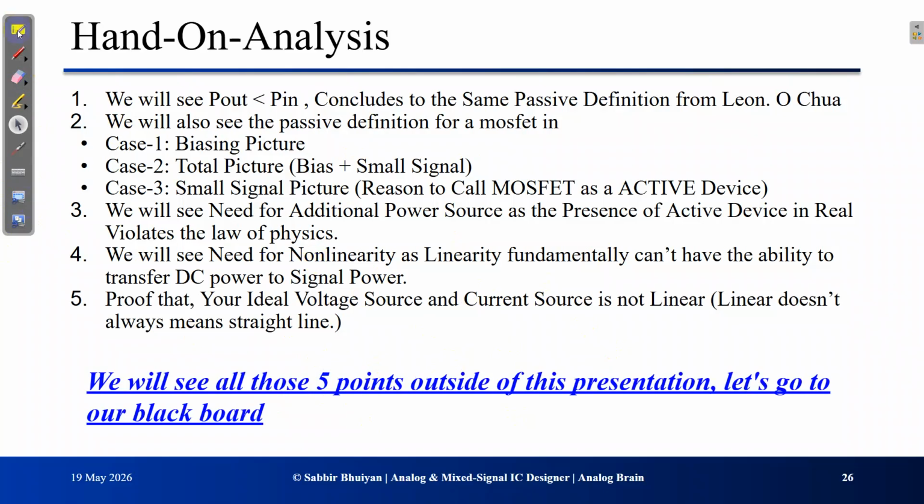Okay, let's go to our blackboard. So number one, we are going for number one.